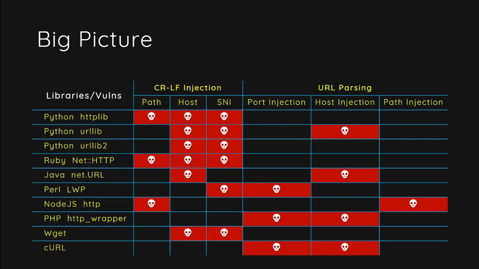This is the big picture of the problems we will mention today. We classify the URL parsing issues into 3 types: port injection, host injection, and path injection. So does protocol smuggling: smuggling on path, smuggling on host, and smuggling on SNI.